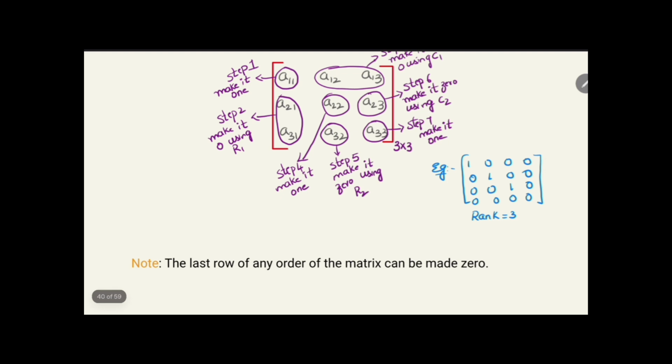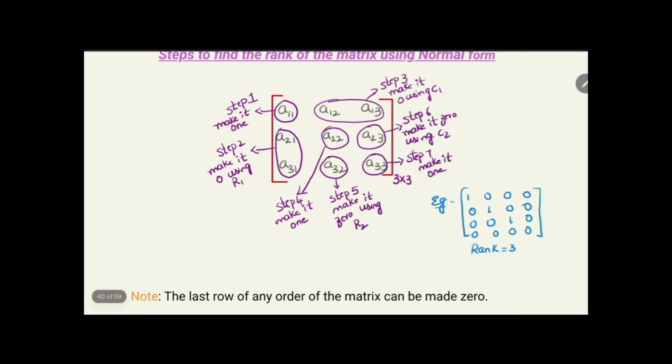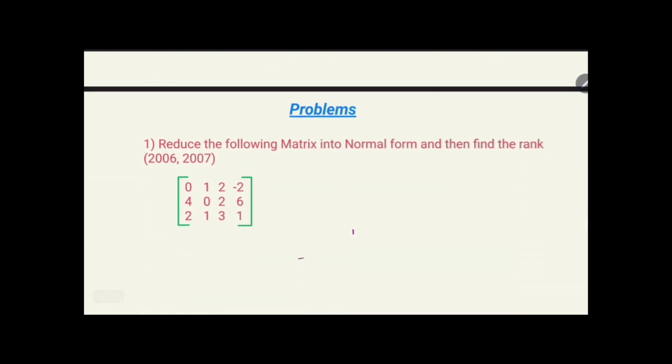Is that clear, students? Now, one more point here: before performing step 3, if you feel that you can make any other row operations or column operations so that the problem can be made very easily, then you can perform those row and column operations before step 3 and then go for step 3. Is that clear, students? Now coming to the problems.